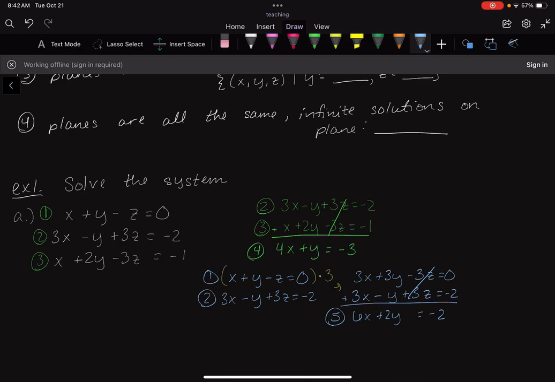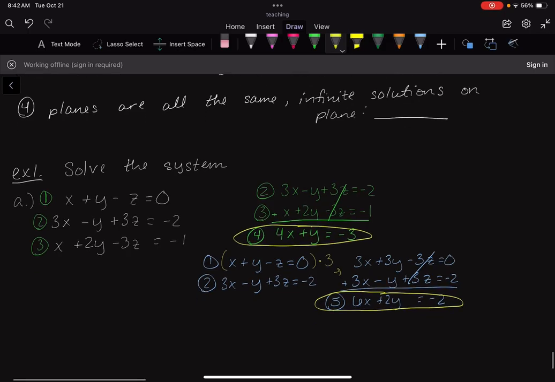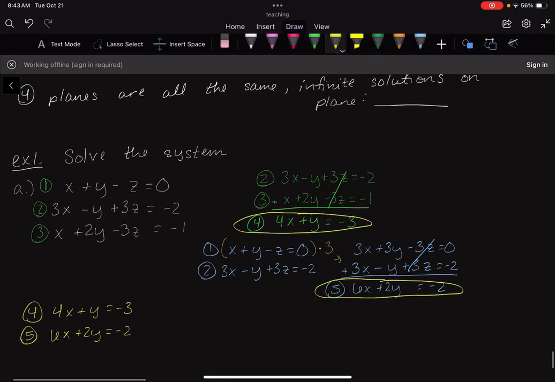Now that I have two equations with only x and y in them, I can cancel out another variable with these. So now I'll take equations 4 and 5, and my goal is to cancel out another variable. I see that if I multiplied equation 4 by negative 2, I could cancel out the y's. So I'm going to go ahead and do that.